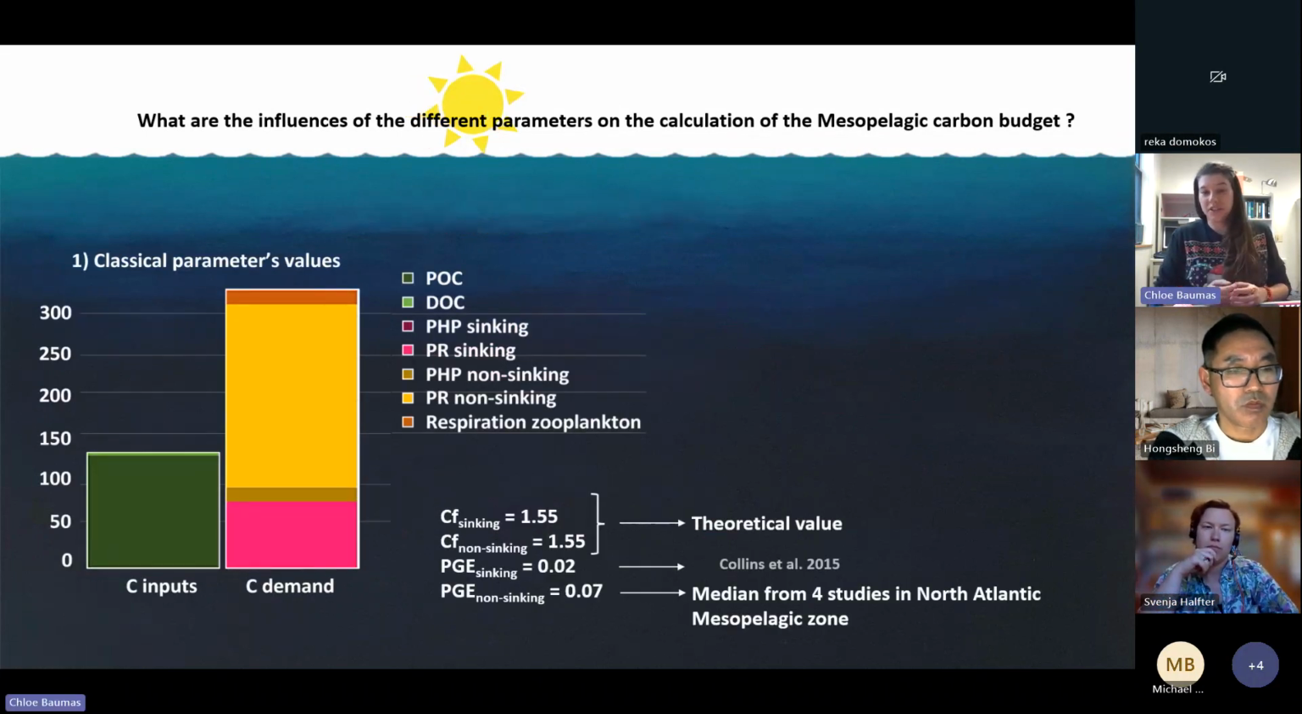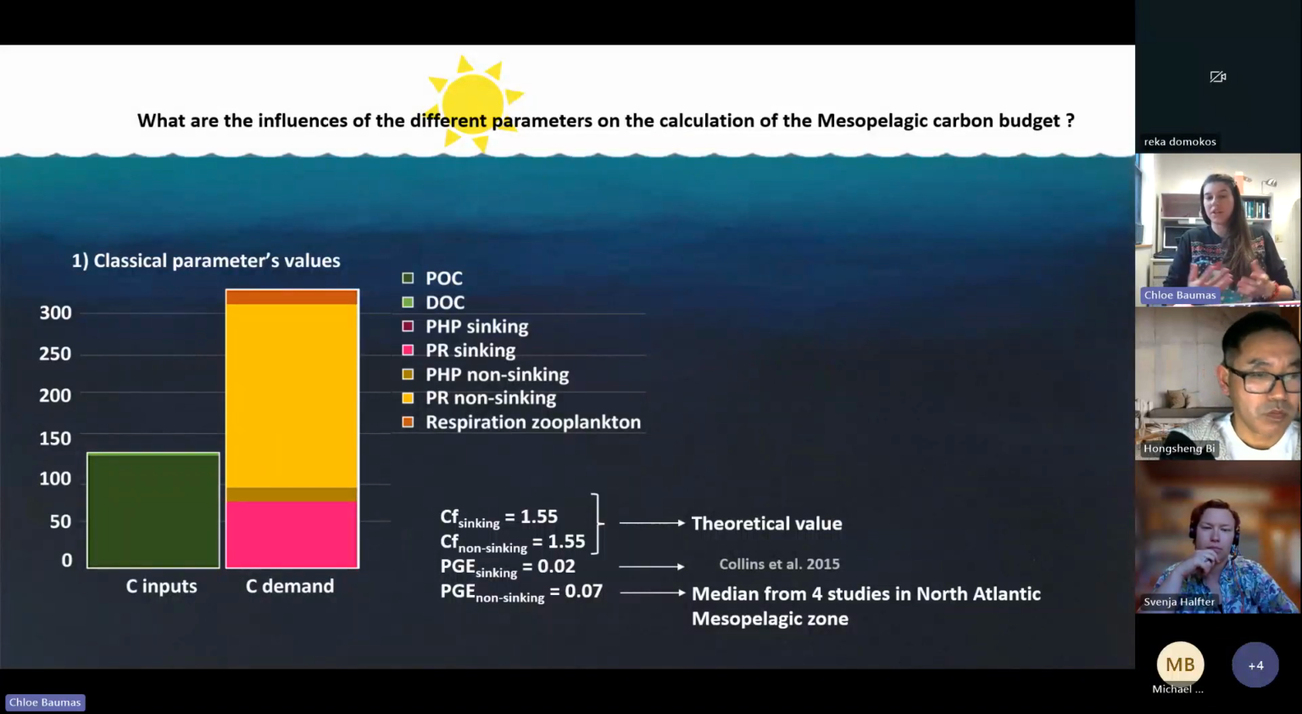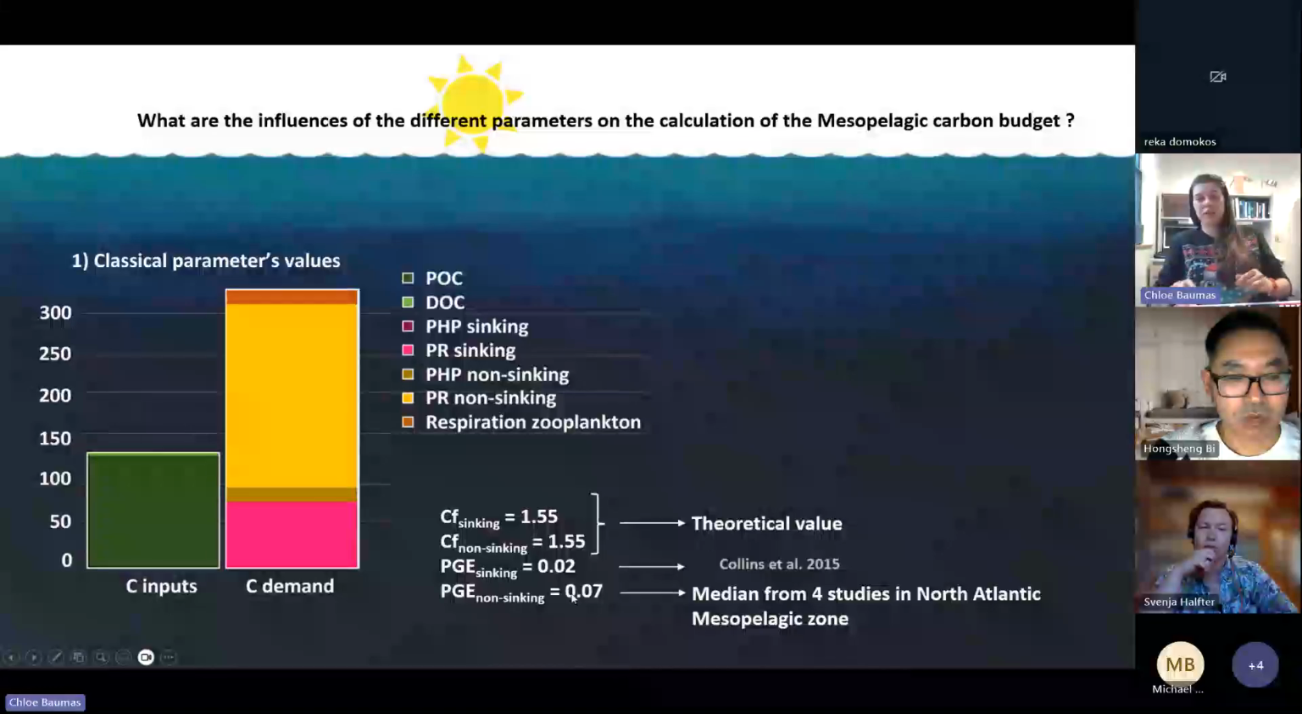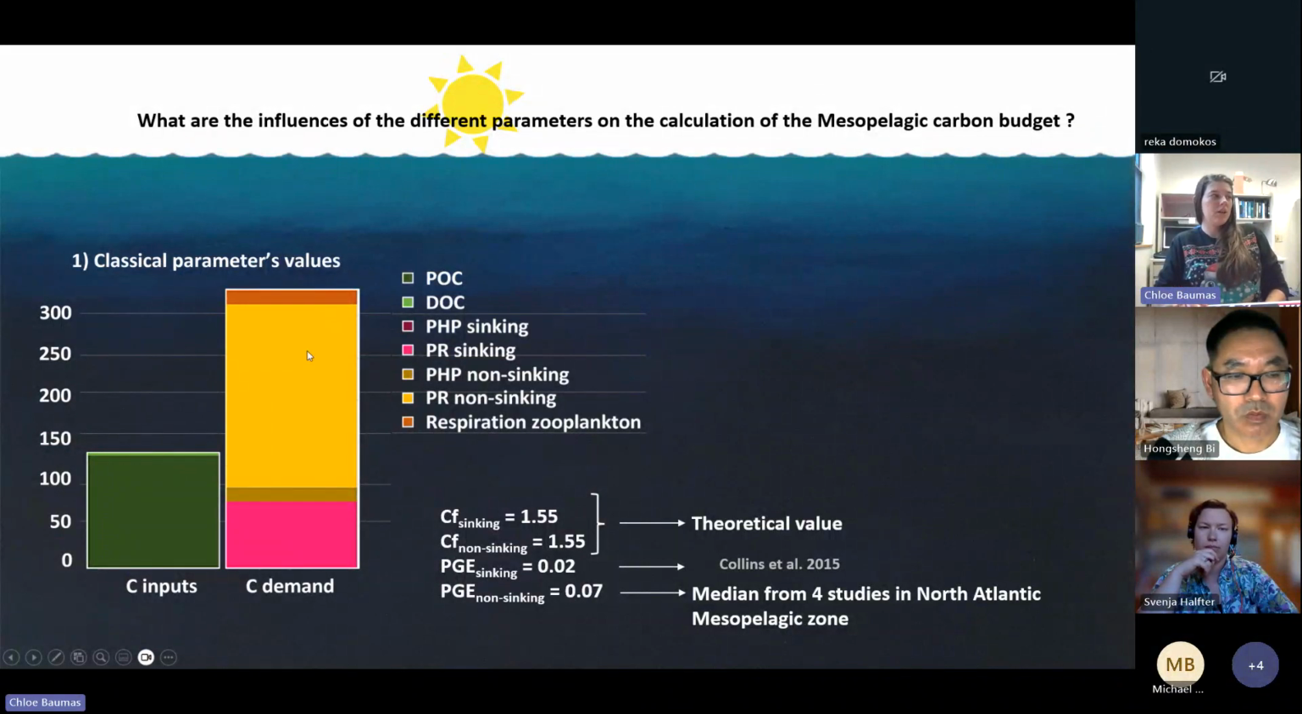So I first used the theoretical values of conversion factor and median of PGE from the literature, as is conventionally done. So we have the conversion factor of 1.55, which is the theoretical value, PGE for sinking particle-attached from the literature, and the median as well for the non-sinking, so the free livings. And you see that you have a big discrepancy as usual. So the carbon input seems to support the carbon demand of attached prokaryotes and zooplankton, but not of free living, due to their huge respiration.